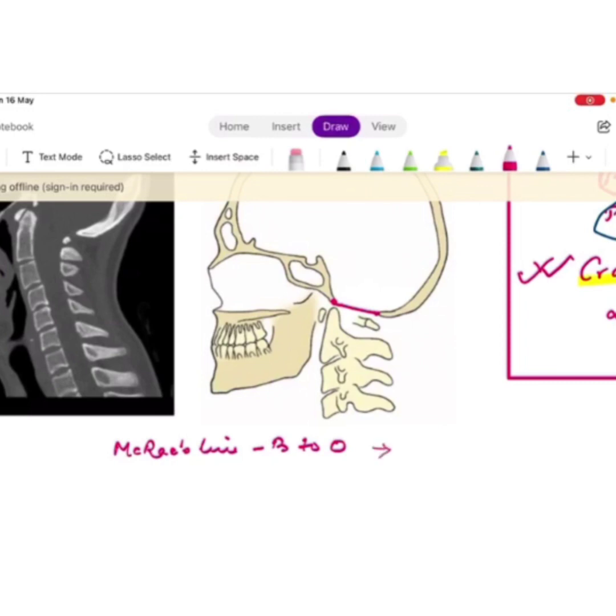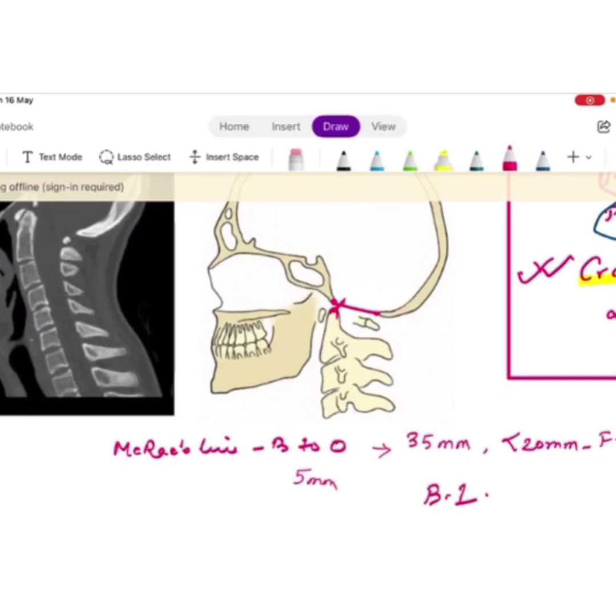What's the normal value? Normal value is 35 mm. Okay, if this Macrae's line is less than 20 mm, it means there is foramen magnum stenosis. Okay, what is next important in basilar invagination or impression is the distance of the tip of the dens from this line. Usually the tip of the dens is 5 mm below this line. Okay, but if the dens is above this line, this points toward basilar invagination or impression.